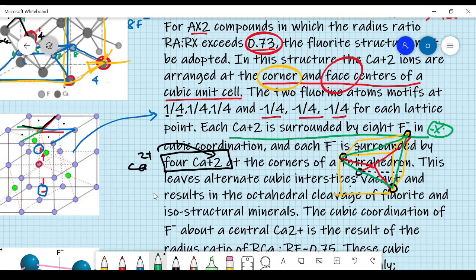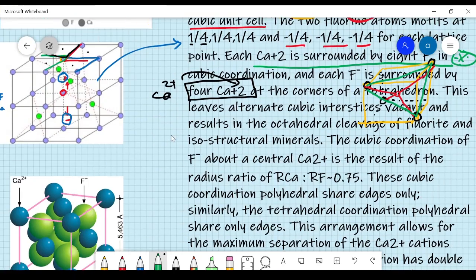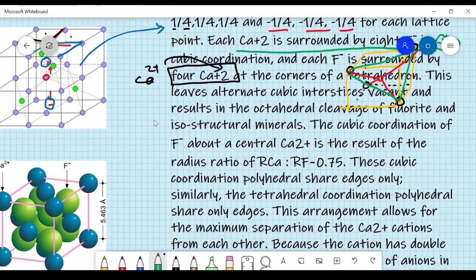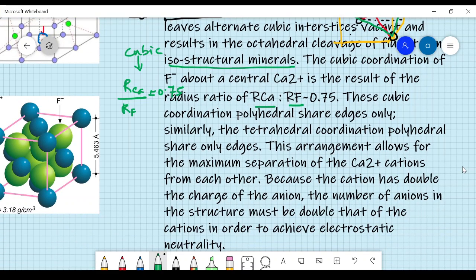This leaves alternate cubic interstices vacant and results in the octahedral cleavage of fluorite and isostructural minerals. Isostructural minerals means minerals of the same structure. The cubic coordination of F about a central Ca is the result of a radius ratio of Rca to Rf, that is, the radius of calcium divided by the radius of fluorine, of approximately 0.75. If it is just less than that, it will occupy only a pure cubic close packing. But because it is greater, you have to put in more coordinates. These cubic coordination polyhedra share edges only.